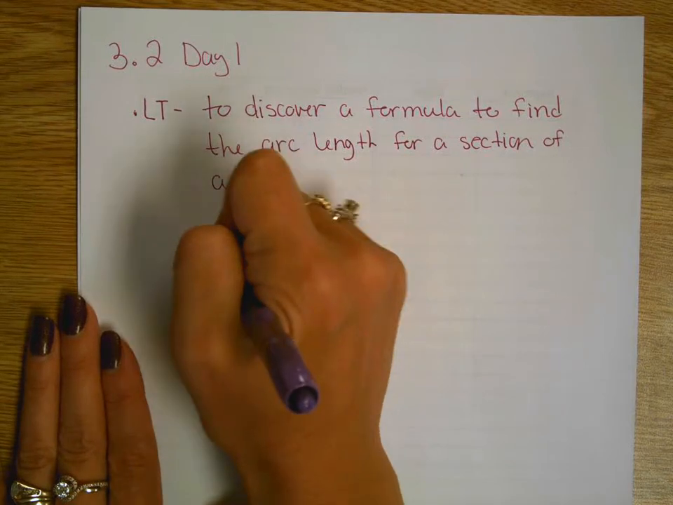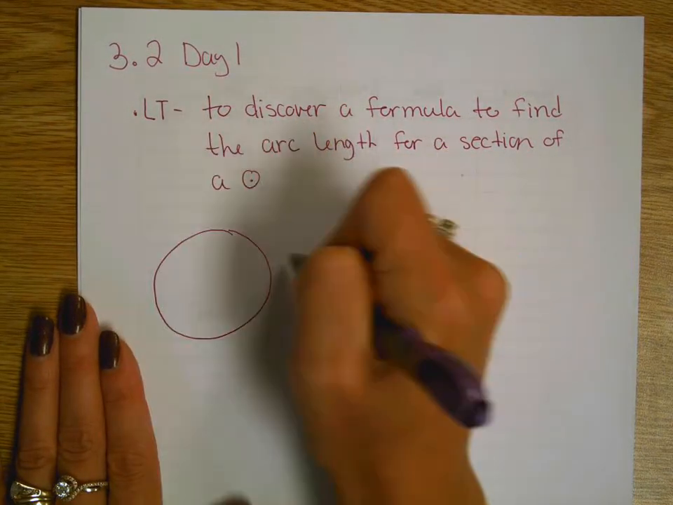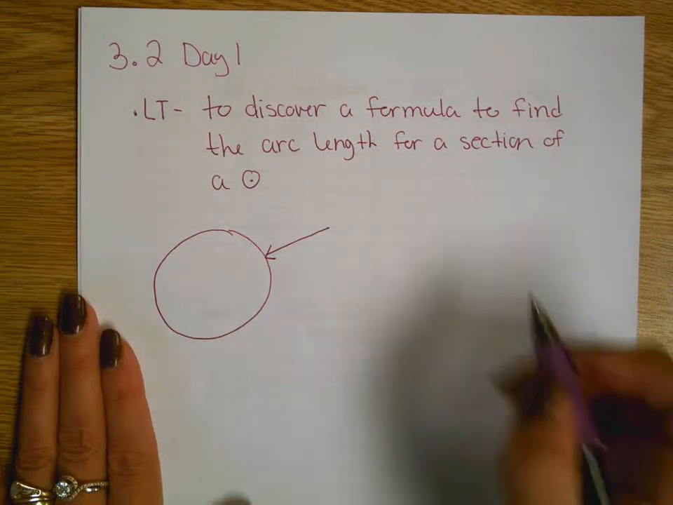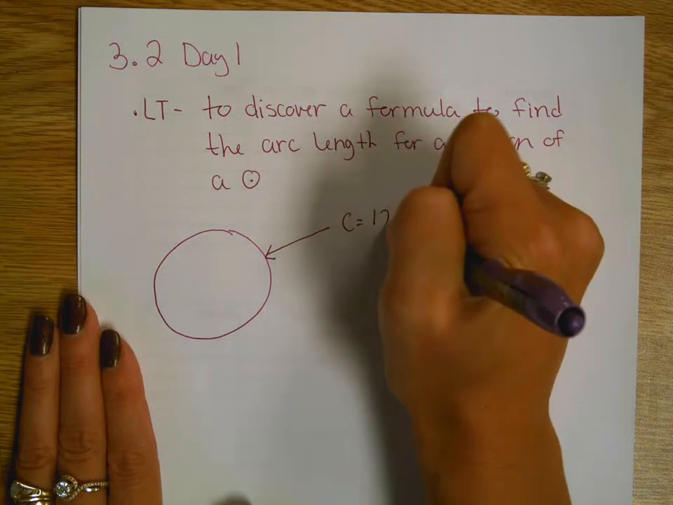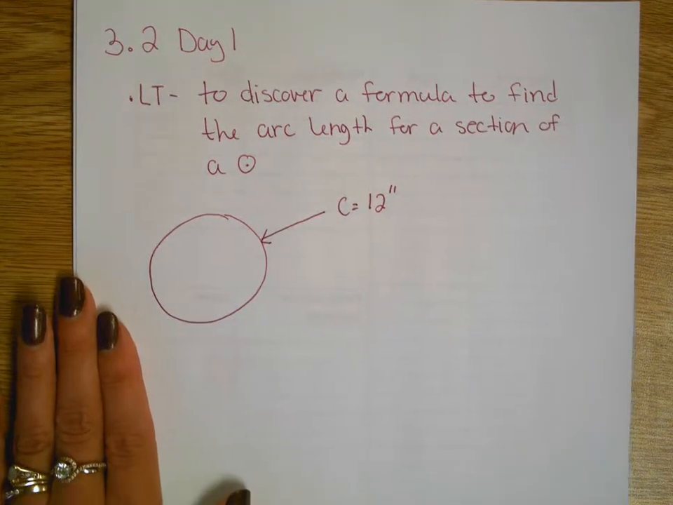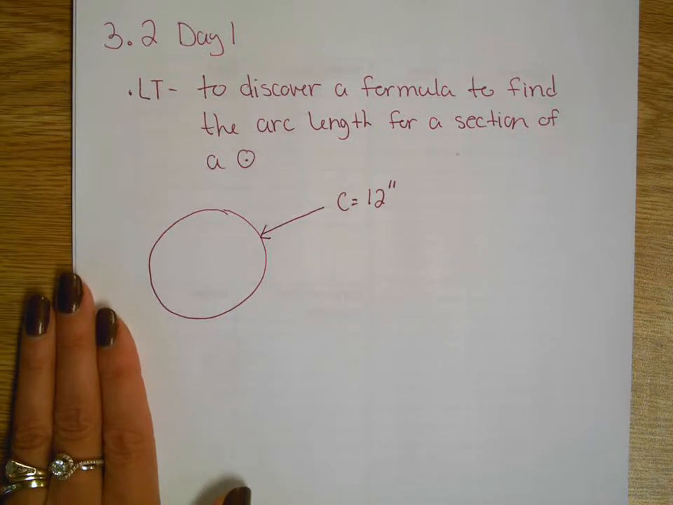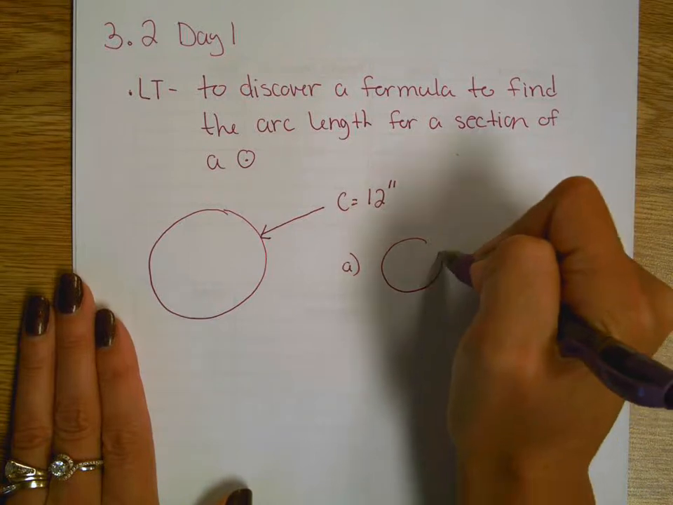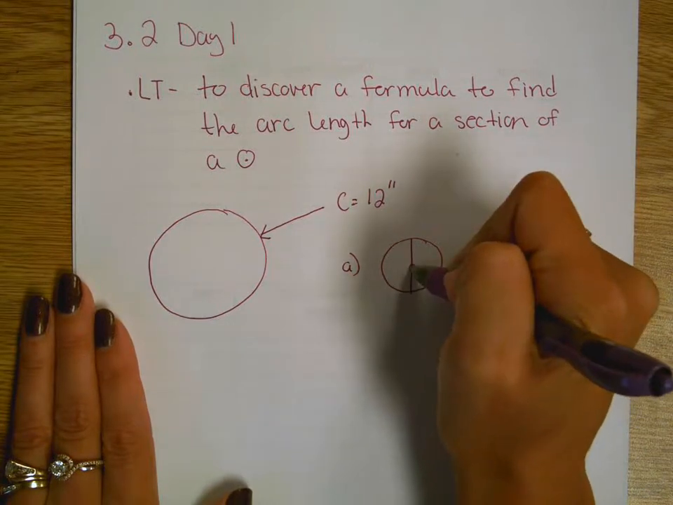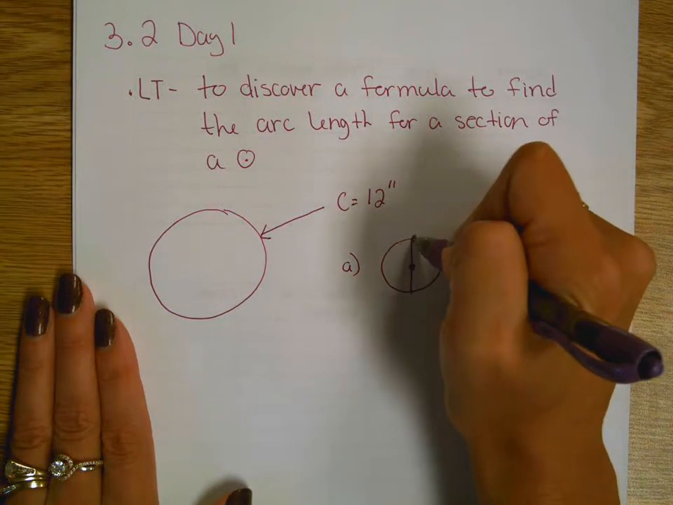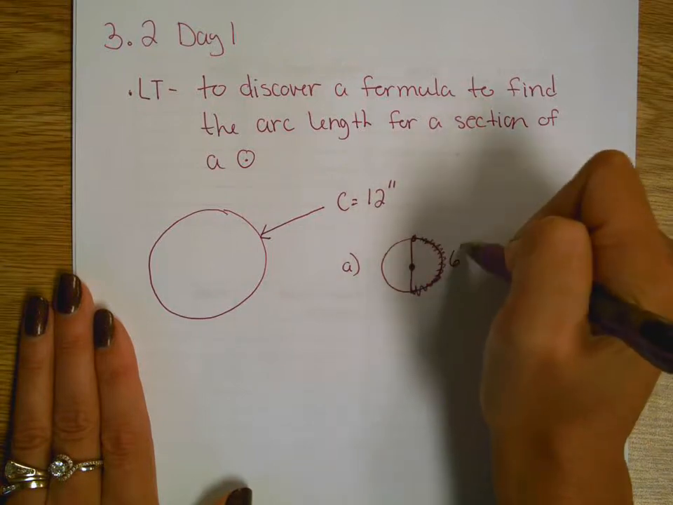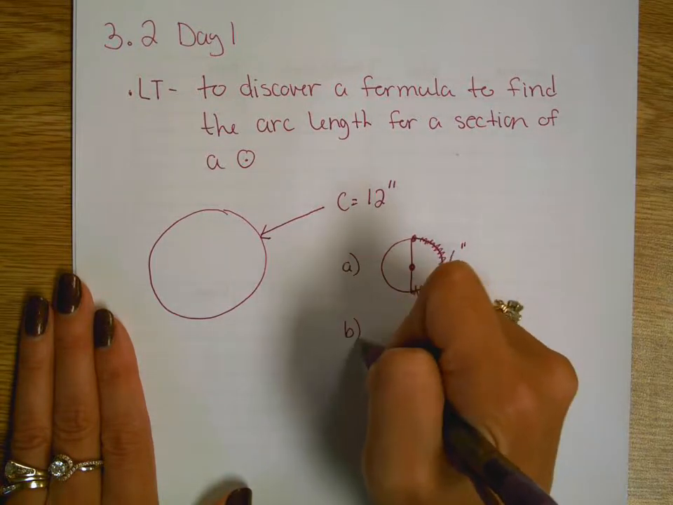So let me start with something easy. Let me give you a circle. I'm going to tell you the distance around that circle. What do we call the distance around the circle? Circumference. I'm going to tell you the circumference is 12 inches. So, part A. If I had half of that circle, what would this arc length be? 6 inches.